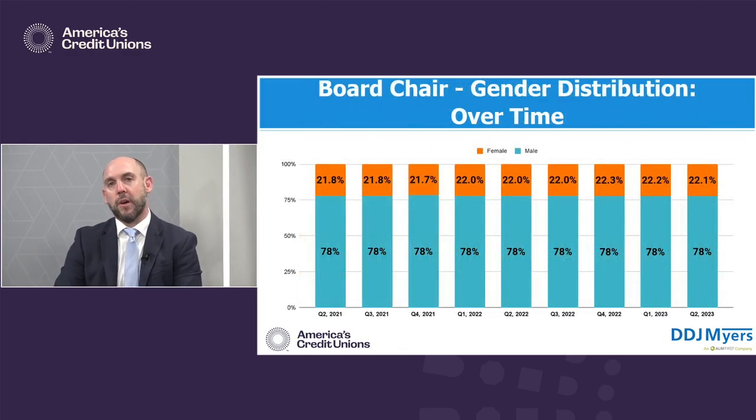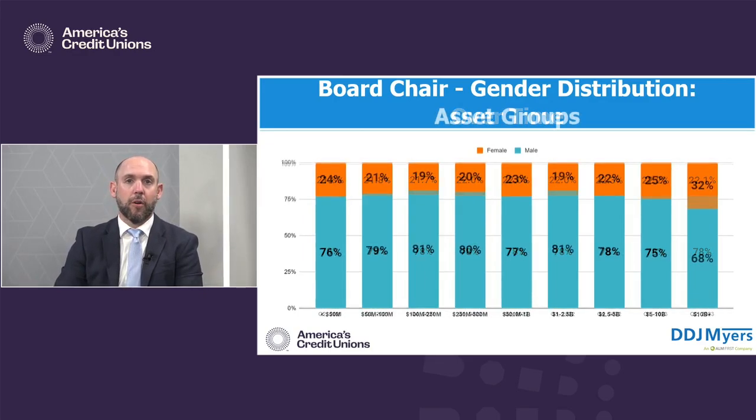But we also have to look at the landscape for the board chair position, and this is looking at data from the NCUA. The only demographic information in the CU profile report is gender. This is all credit unions over the last couple of years, and the progress, if you can say that, is from 21.8% representation for females in the chair position to 22.1% in the most recent data that we have available.